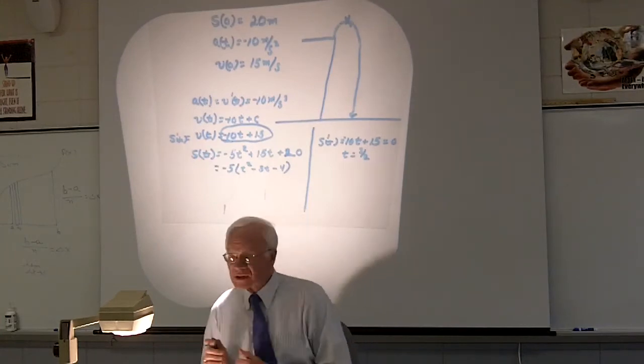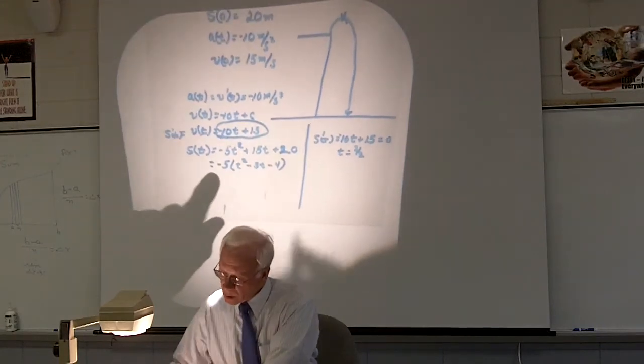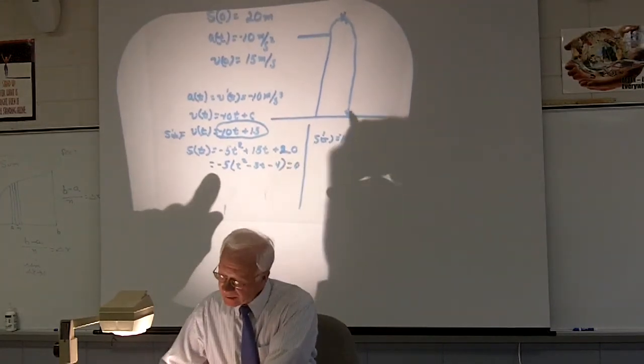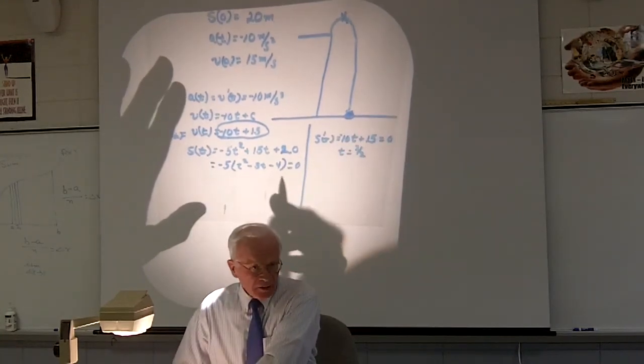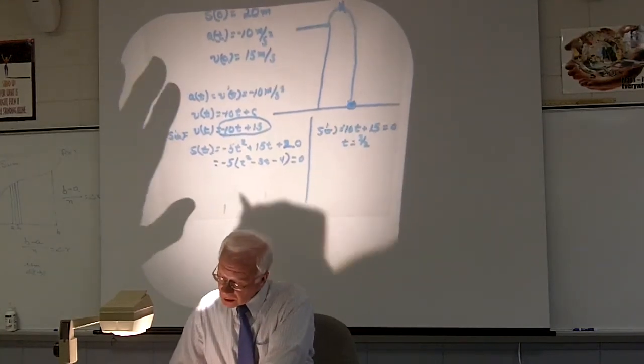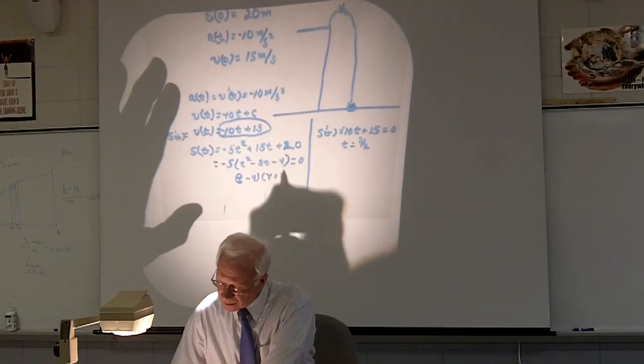What zeros? When this quantity equals 0, it's going to hit the ground. That's going to be right here, right? s of t is 0. Now, we can factor this into t minus 4 and t plus 1.